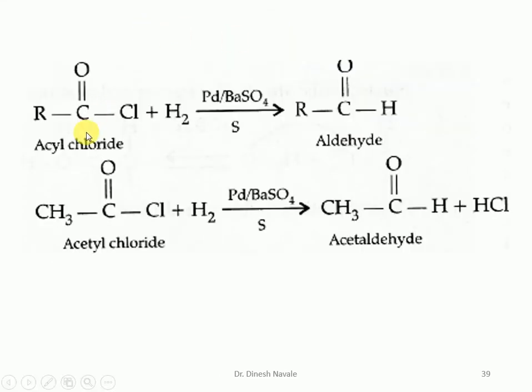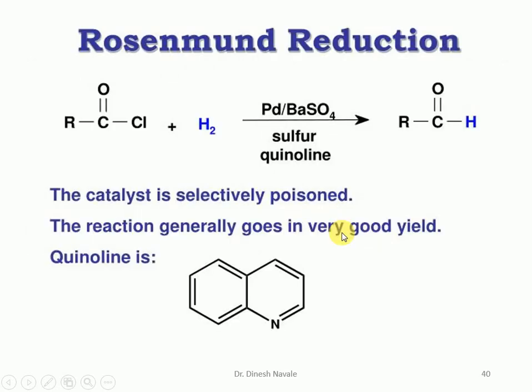This is the acid halide. H2, Pd/BaSO4, with sulfur as the poison, will give the aldehyde. This is the acetyl chloride, which will be converted into acetaldehyde.